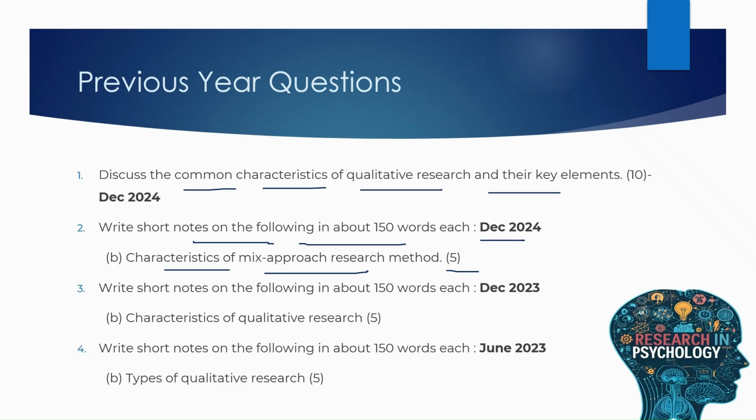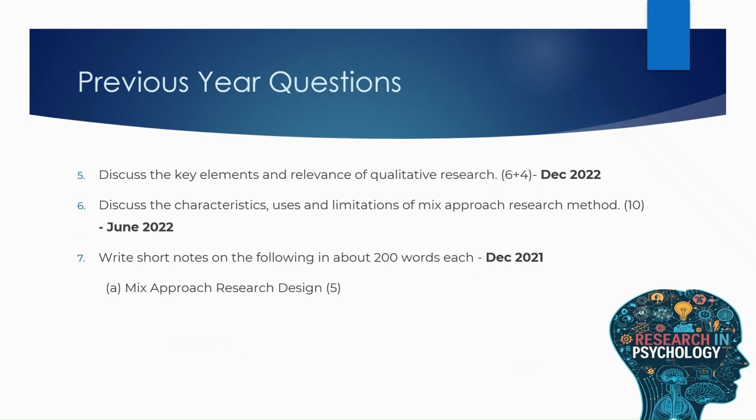Then in December 2023, we had this question, write short notes on the following in about 150 words each. Another 5 marks question. And this time they asked about characteristics of the qualitative research. Then in June 2023, again another 5 marks question asking about types of qualitative research. We have finished that also, right? Then in December 2022, we had discuss the key elements and relevance of qualitative research. This was a 6+4 question, which means key elements 6 marks, relevance 4 marks.